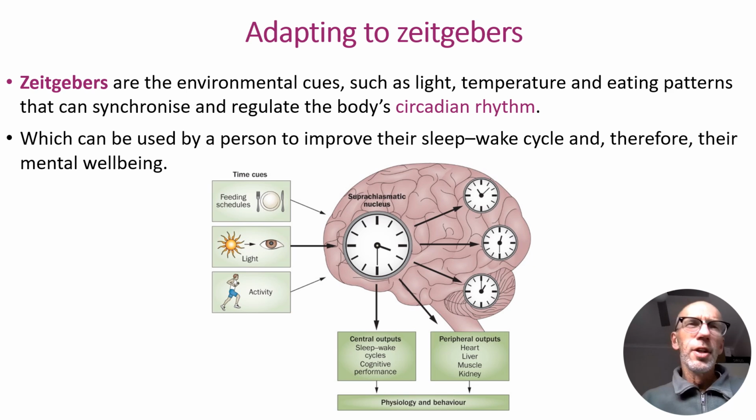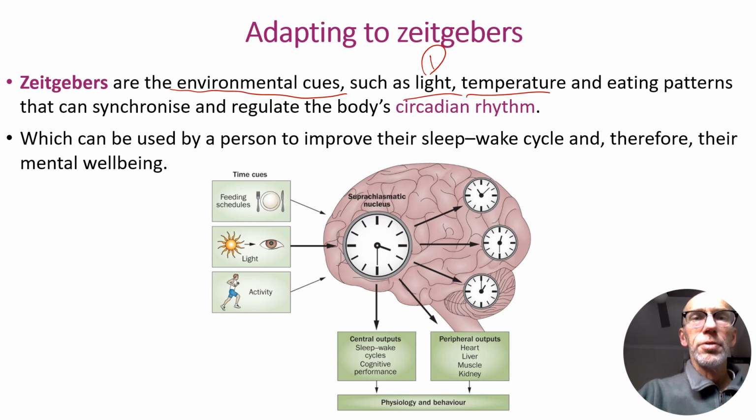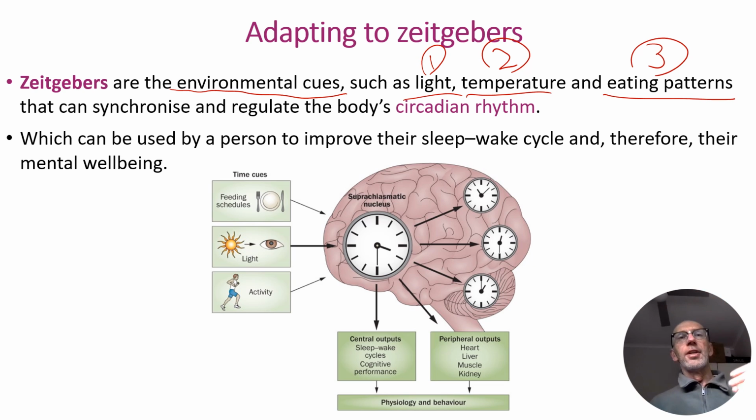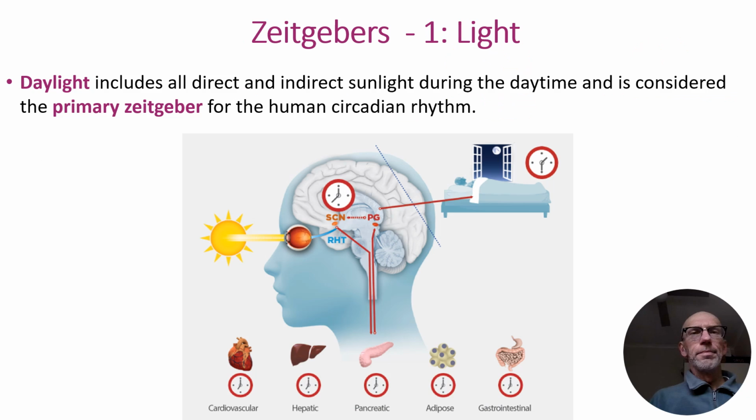So again, using that key knowledge area of number 6 in Unit 4 Area of Study Number 1, students need to be able to explain how zeitgebers, which are environmental cues, such as 1, light, 2, temperature, and 3, eating patterns, will basically help regulate the body's circadian rhythm, specifically the sleep-wake cycle.